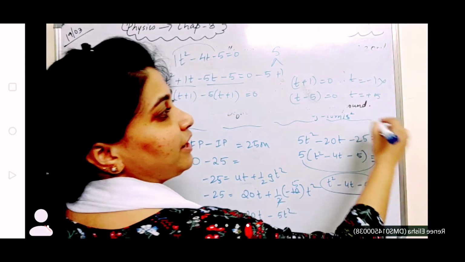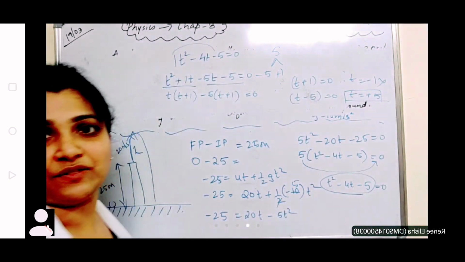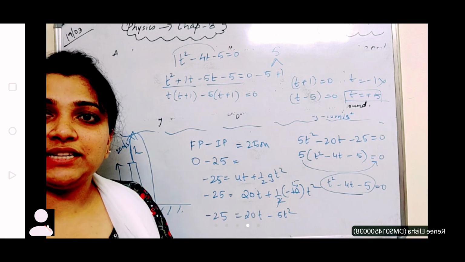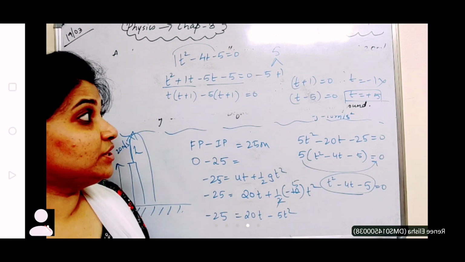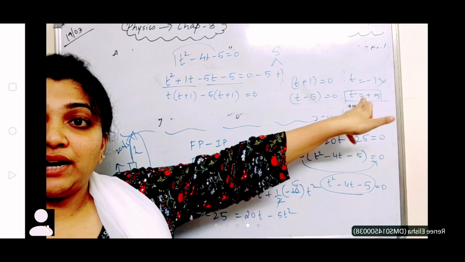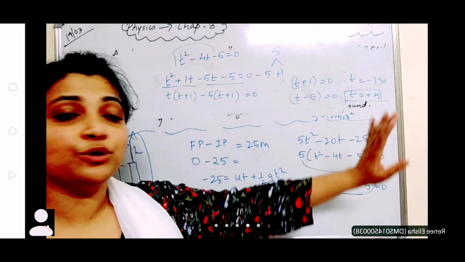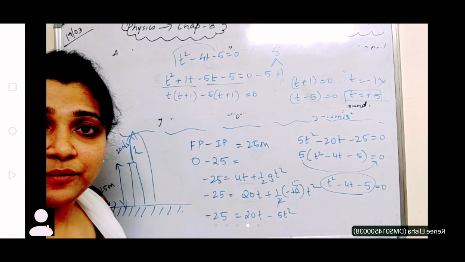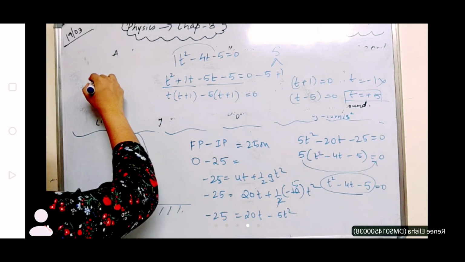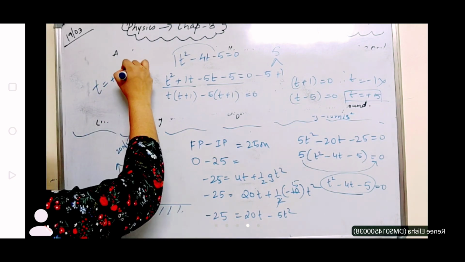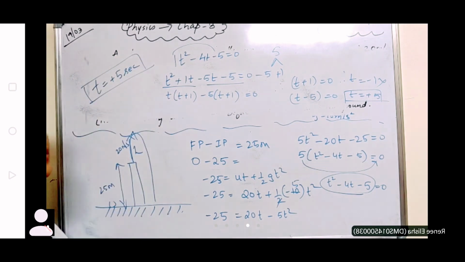We cannot take a negative value, so we will consider t is equal to plus 5. Got it, children? Easy? Understood? We can't take a negative value, right? So we will consider the positive value, that is t is equal to plus 5 seconds. Clear? T is equal to plus 5 seconds.